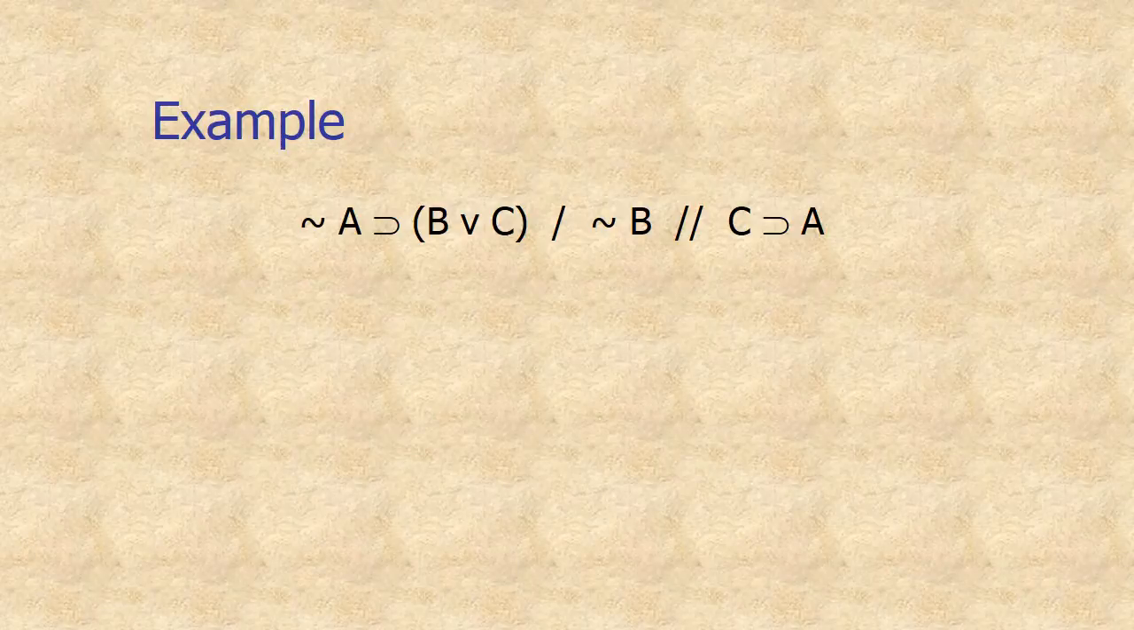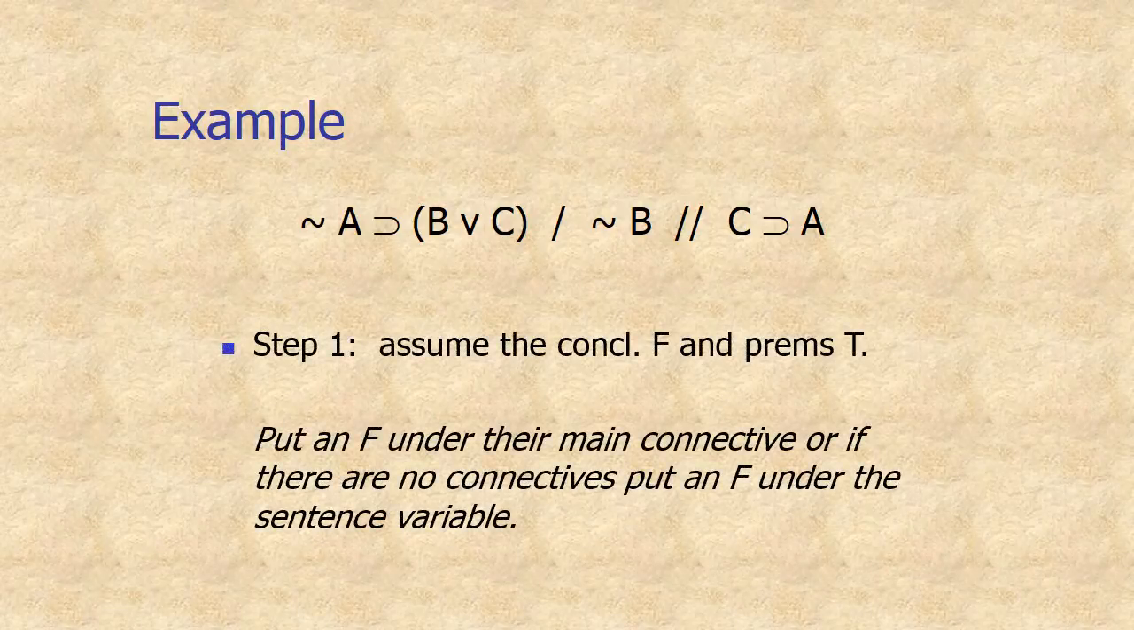2 premises and a conclusion. Step number 1, assume the conclusion's false and the premises true. That is, put an F under the main connective, or if there are no connectives, put the F underneath the sentence variable, or a T in the case of the premises. So I went ahead and did that in each main connective of each premise and conclusion.